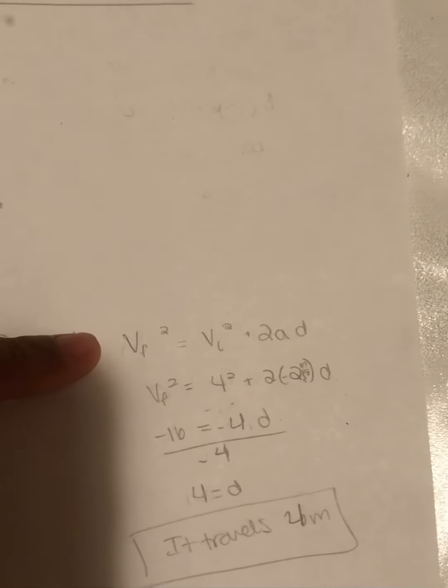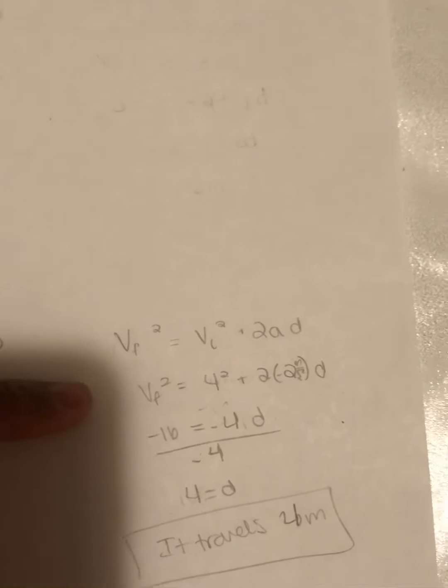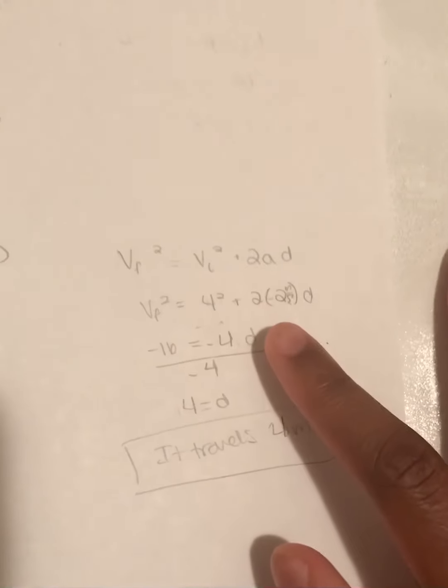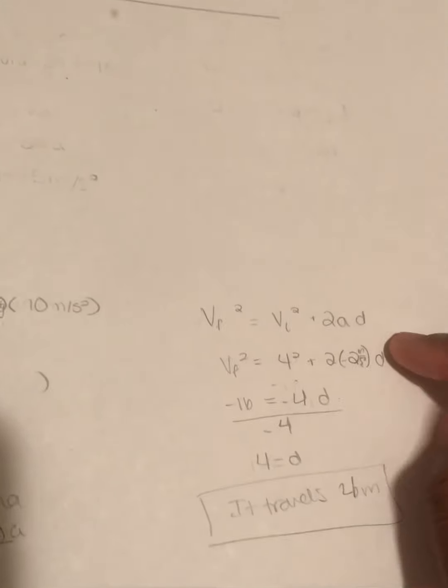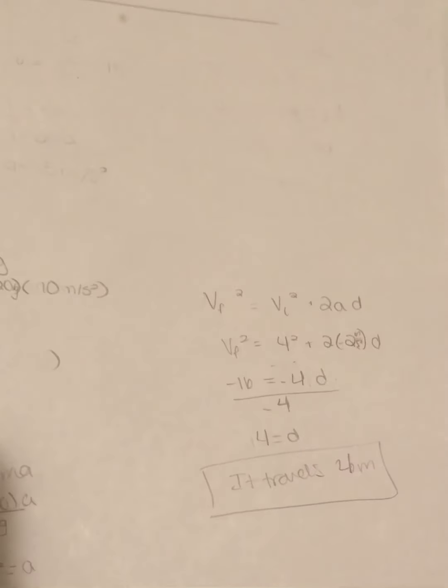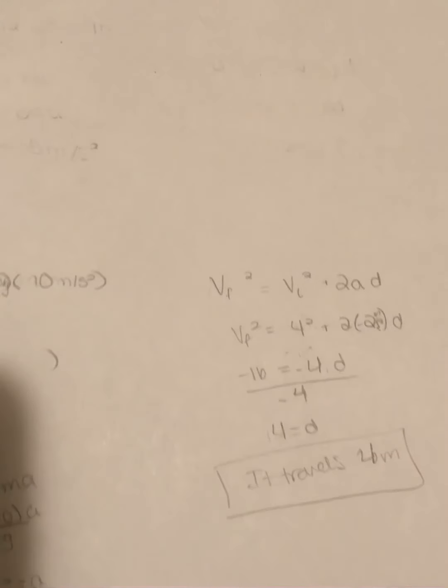And so then I put it into this formula, and you gave it to us too, so that was just 16 squared, and I minus that over 2 times -2, which is acceleration, and d, because we don't know d, that's what we're looking for. And then I divided by -4, like classic algebra, to get how many meters, and it was 4 meters.